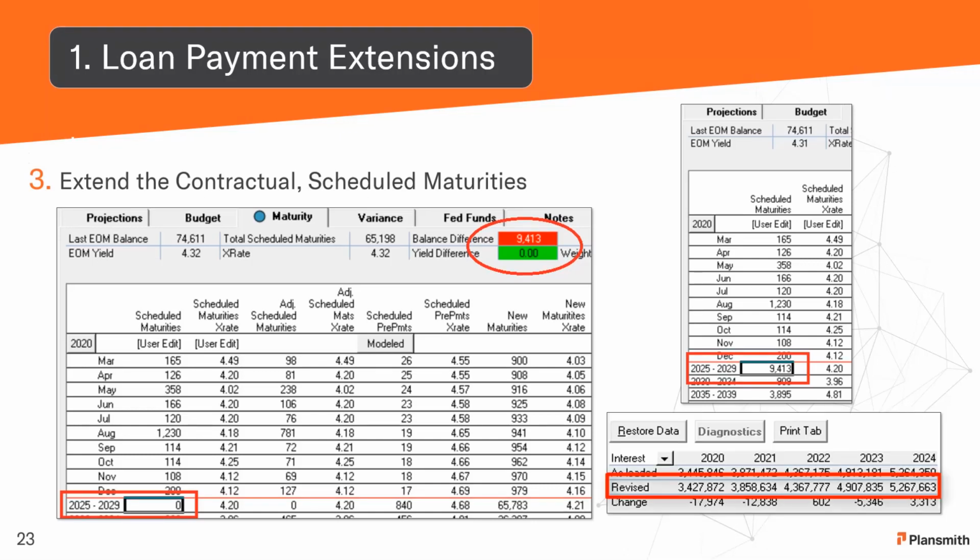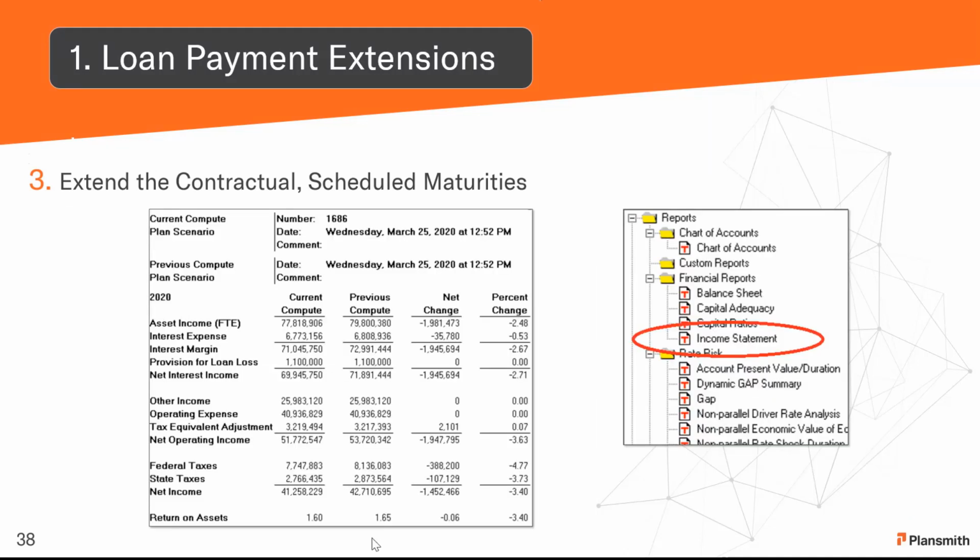Get immediate feedback on the earnings impact by viewing the change to your annual interest income directly at the bottom of the screen. Use the Print tab option to generate a new account level report to compare to the original forecast, or you can run a plan compute to view new results and compare that to the original income statement report.